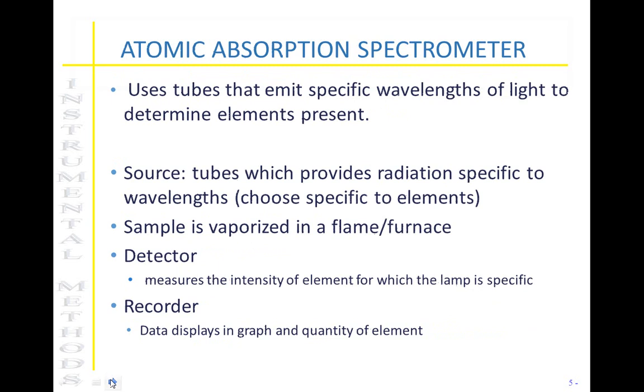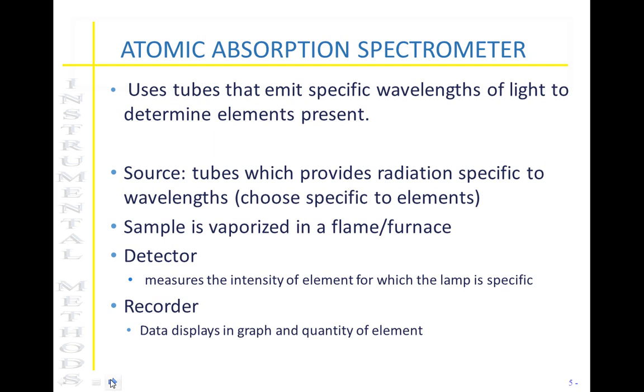An atomic absorption spectrometer can also be used to emit specific wavelengths of light to your samples to also determine various elements that may be present. The source is going to be different energy tubes that supply a very specific radiation wavelength. So you choose the tubes according to the elements that you're wanting to actually determine the presence of.